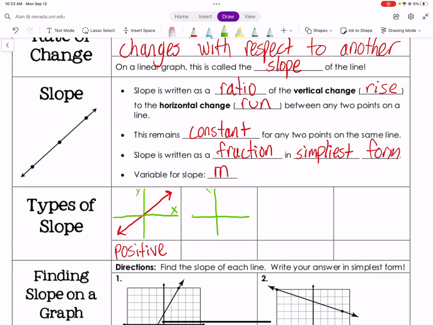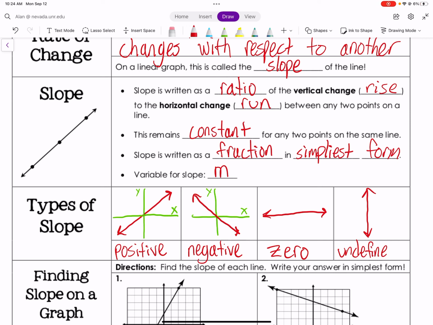Another XY axis here. If I drew in a line that looked like this red line, this would have a negative slope. The rise over run would give us a negative value, so -3 or -1/2, for example. If I had a perfectly horizontal line, we would call this slope 0. And then finally, if we had a perfect vertical line here, this slope would be undefined. Those are all the different types of slope that we can have: positive, negative, 0, and undefined.